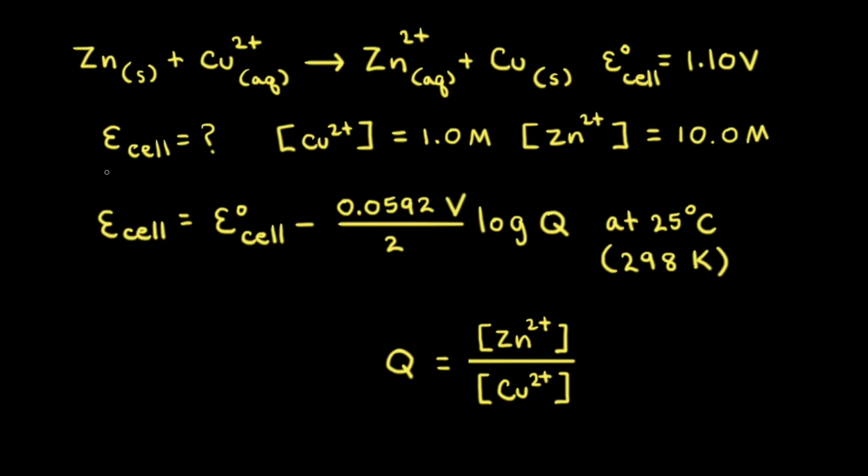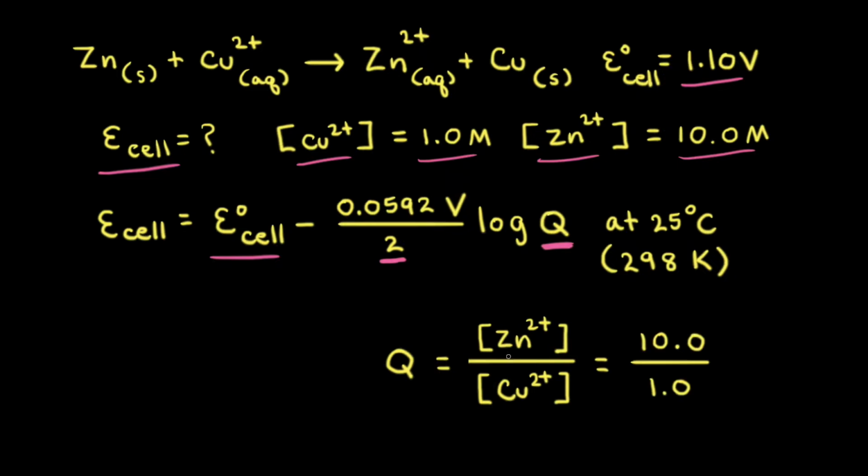Next, let's think about the instantaneous cell potential when the concentration of copper 2+ ions is equal to 1.0 molar and the concentration of zinc 2+ ions is equal to 10.0 molar. Going to the Nernst equation, the standard cell potential is still positive 1.10 volts and n is still equal to 2. So next, we think about the reaction quotient Q.